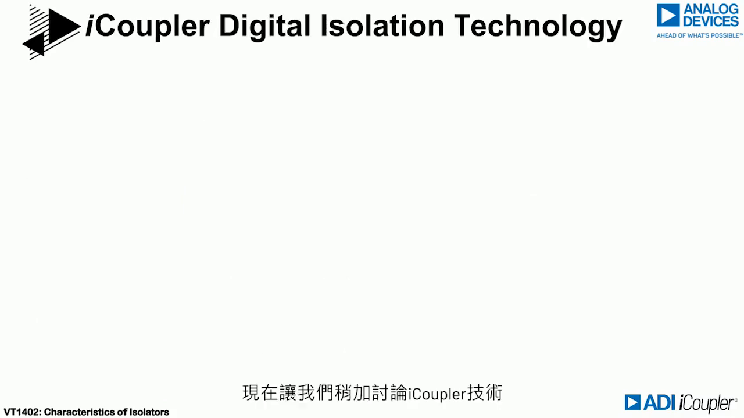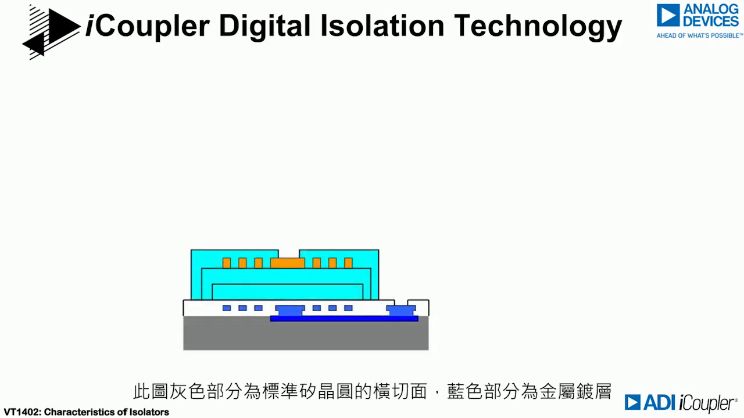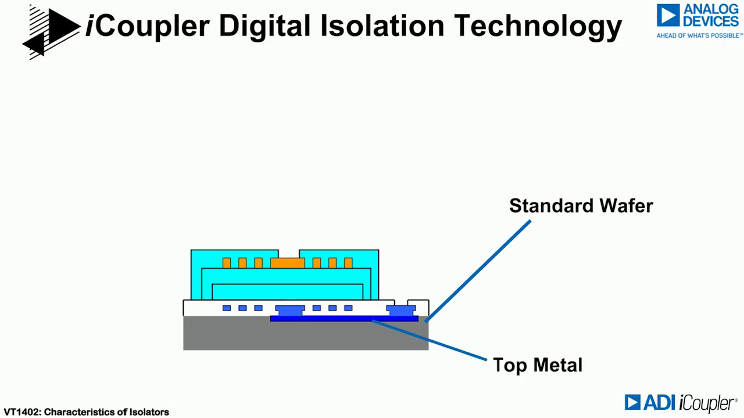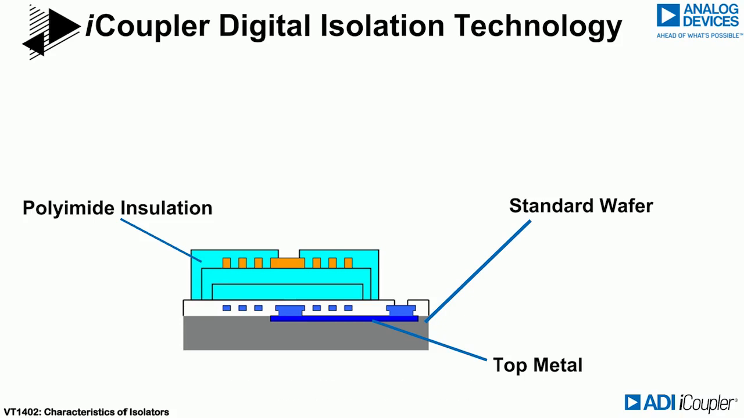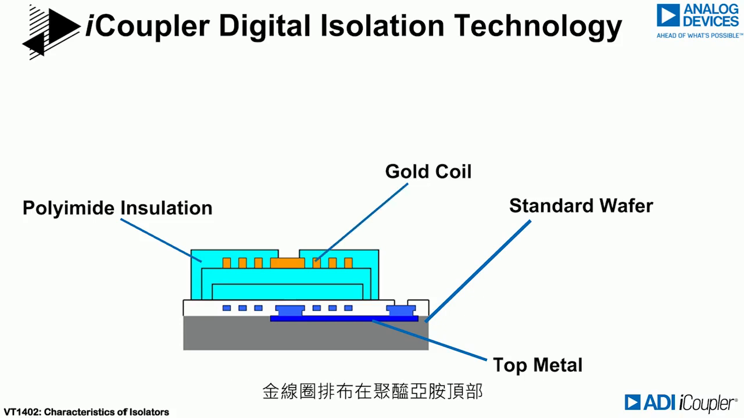Let's talk about iCoupler technology in a bit more detail. This diagram shows a cross-section of a standard silicon wafer in gray, with metallization shown in blue. That top metal layer is used to create one of the transformer coils. The lighter blue material is the polyimide, deposited in multiple layers on top of the wafer. Gold coils are patterned on top of the polyimide, and a protective layer is then blanketed over the surface.